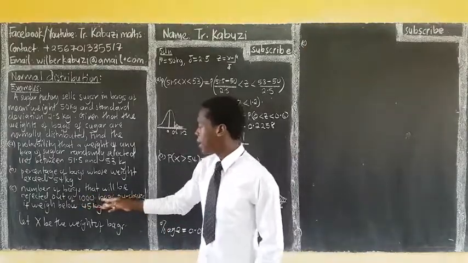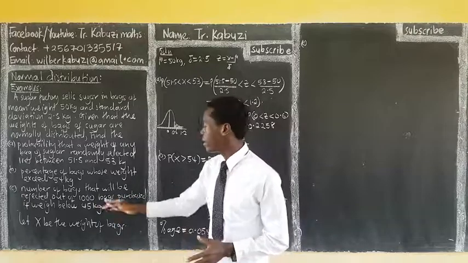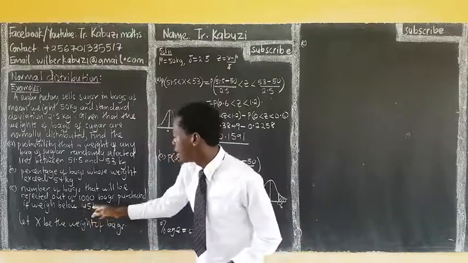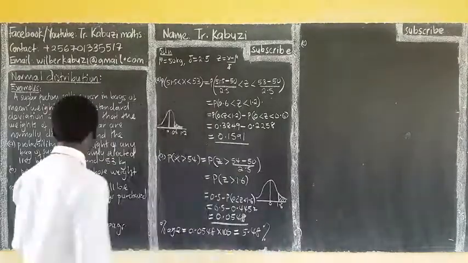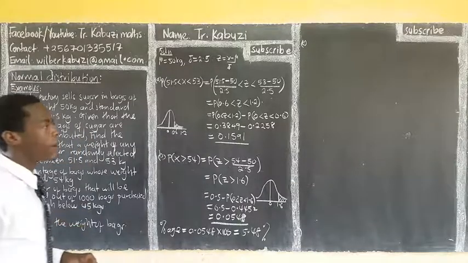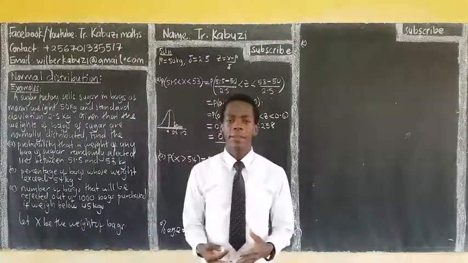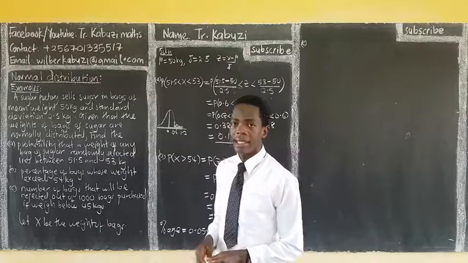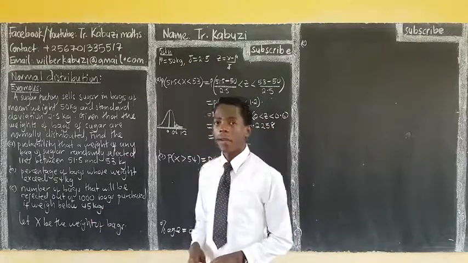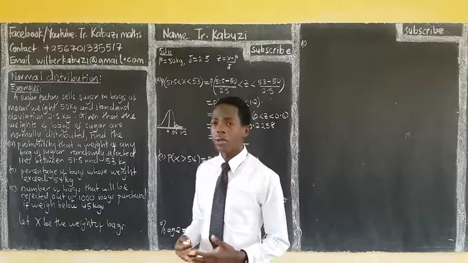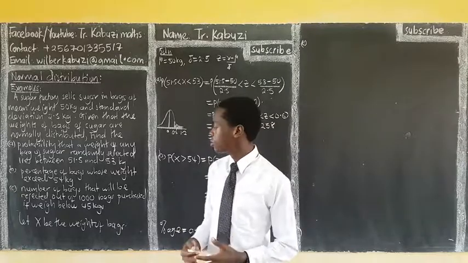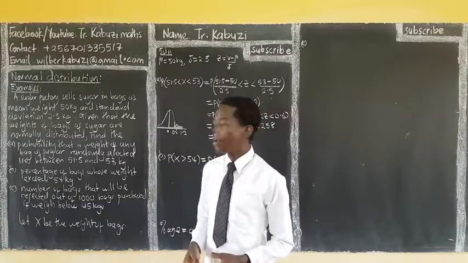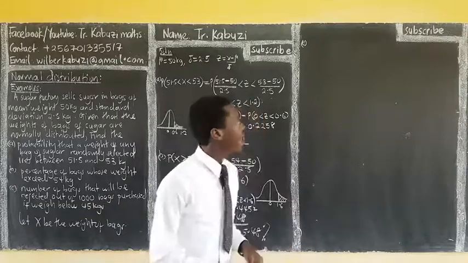Find the number of bags out of 1,000 that will be rejected if the weight is below 45 kilograms. The total number of bags purchased was 1,000. They are going to reject bags weighing below 45 kilograms. So how are we going to get the number? We first get the probability of bags below this weight, then we multiply the probability by 1,000 to get the answer.